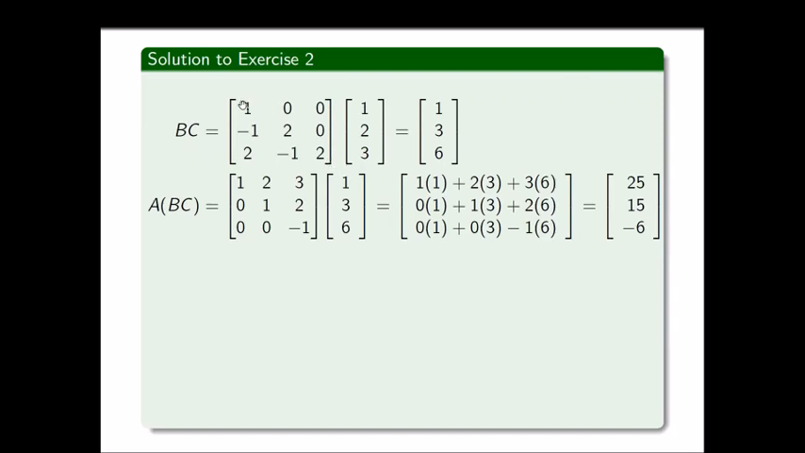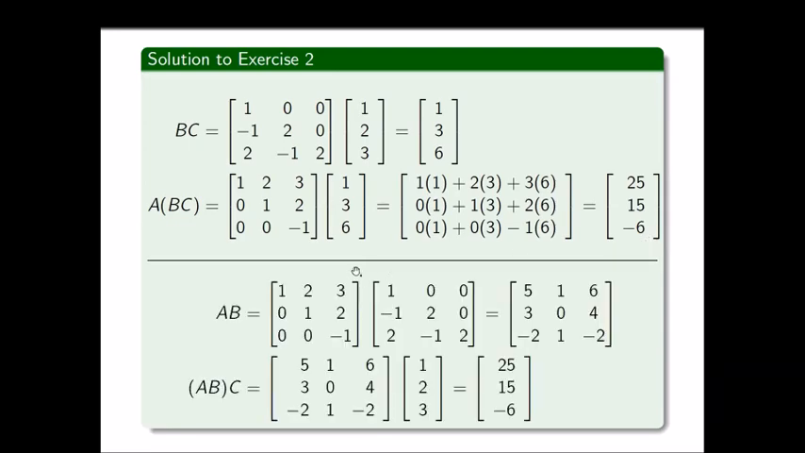So we're going to first multiply the first row with this column here. So we're going to multiply 1 with 1, 0 with 2, and 0 with 3, and that will give us 1 when we add all of these products together. Similarly, we'll multiply this second row with this column, and then the third row with this column, and we'll get 3 and 6. And then we're going to take this resultant vector 1, 3, 6, and we will multiply it with the 3 by 3 matrix A from the left. And then when we multiply it, using a similar process, we get our vector 25, 15, minus 6.